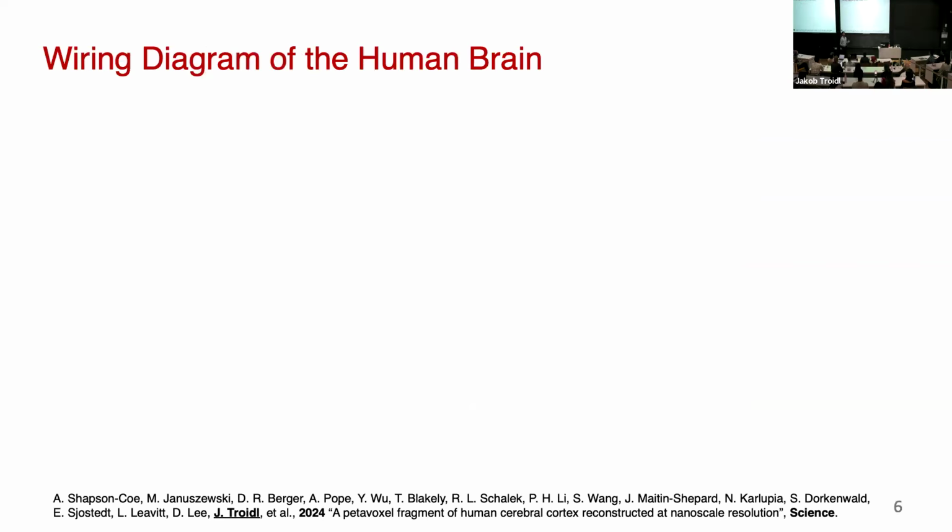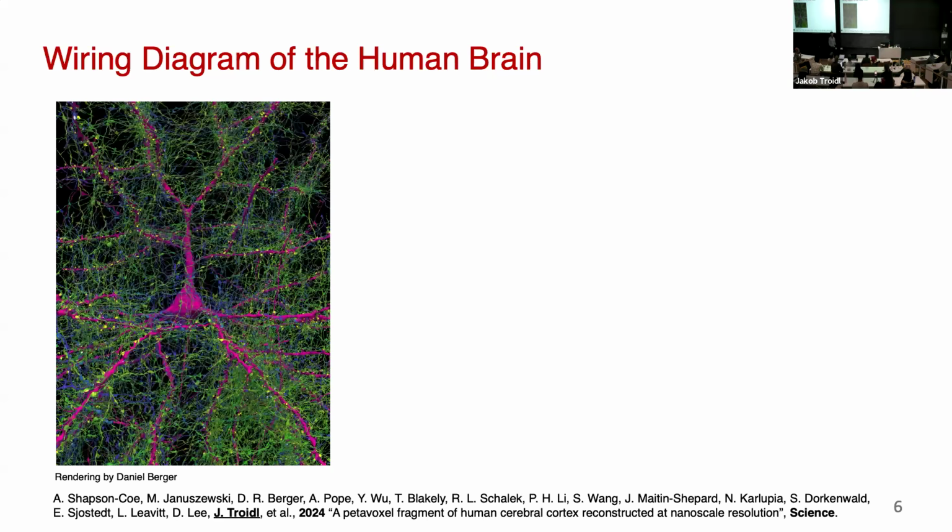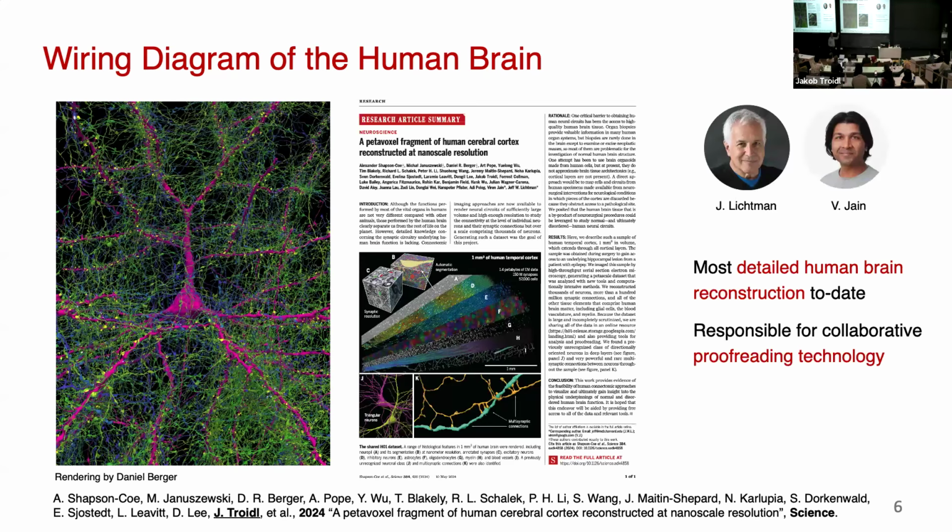Now, the largest connectome of an entire body is that of a fruit fly. But what we can do today is look at small portions, or small subvolumes, of human brains. And I was lucky to be part of a research study that was published in Science magazine last year that reconstructed a cubic millimeter of human temporal cortex brain tissue at nanoscale resolution. That project was led by my colleagues, Jeff Lichtman and Viren Jain. And today, this reconstruction is the most detailed human brain reconstruction.